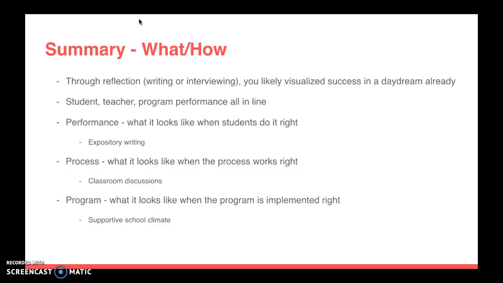So, there are the three kinds of target goals that we've learned about a couple other times in this course. So, first is a performance goal. Visualizing success for a performance goal is what it looks like when students do it right, whatever that task may be. The example they give in the book is expository writing. So, what would that piece of writing look like once the student has completed it successfully?